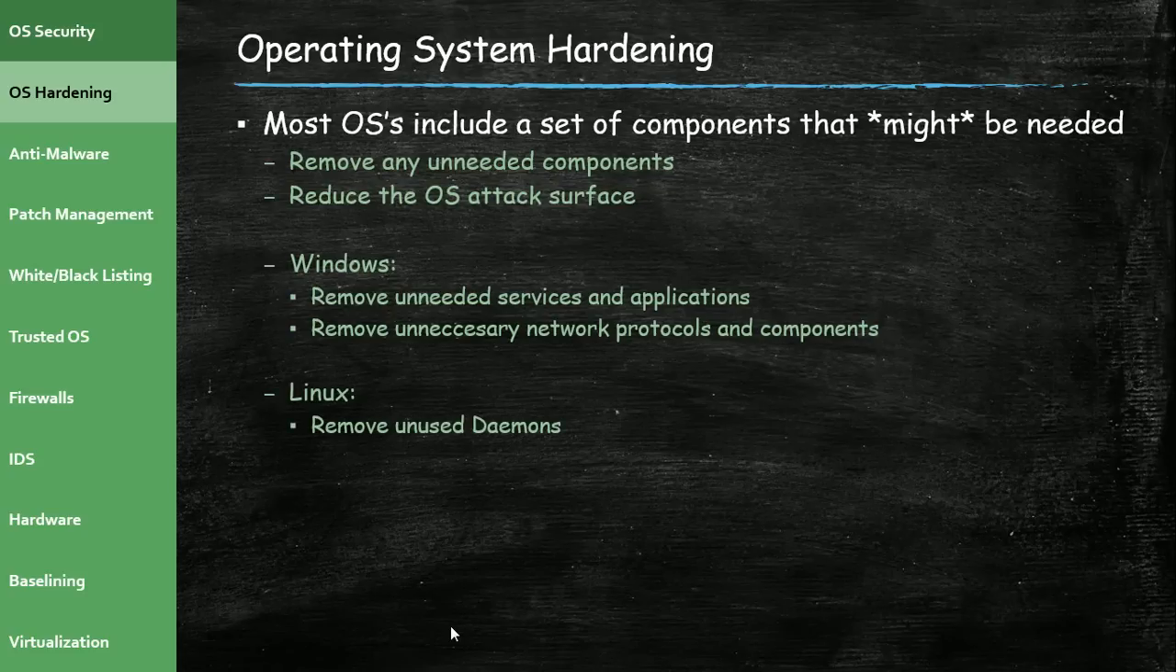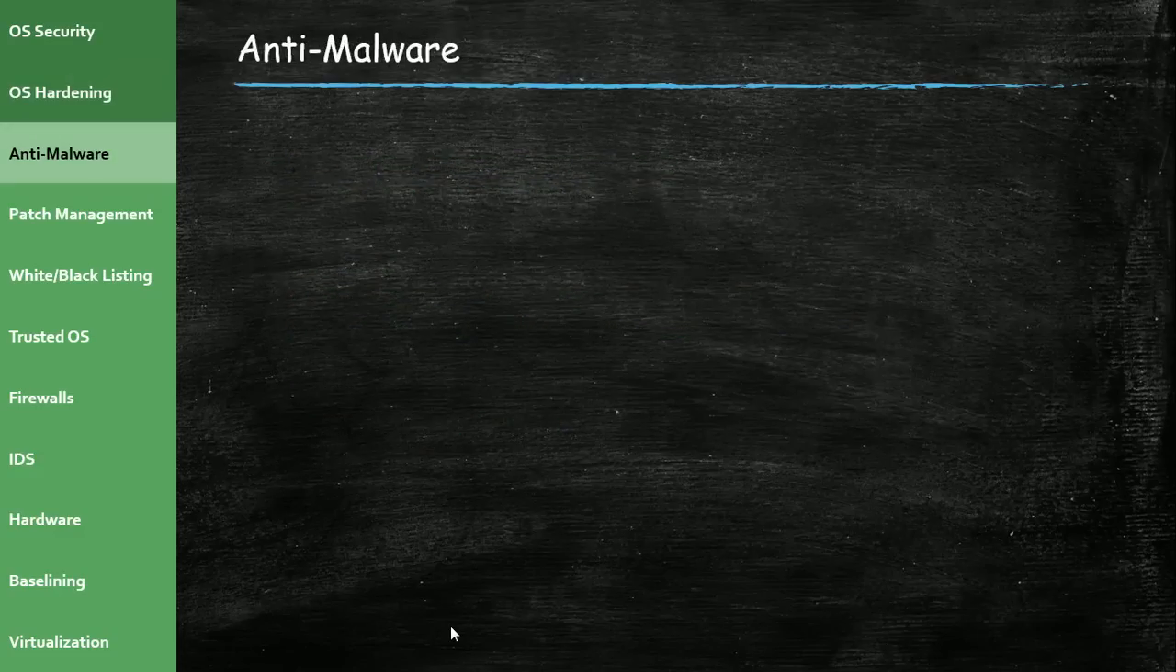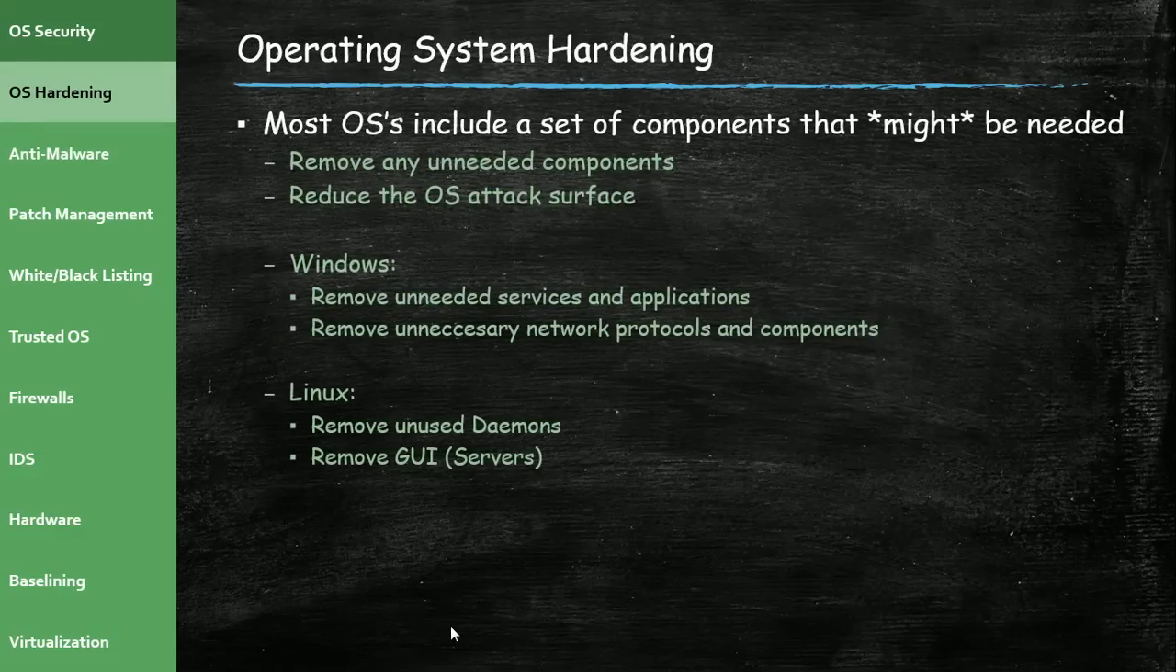In the Linux world, we're going to remove unused daemons. So in Windows, we call them services. In Linux, we're going to remove those daemons that we don't need. We're going to remove any GUI or servers and things like that. We remove the GUI, by the way, in Linux because we really don't need the GUI in most cases. But of course, if this is a client workstation, then we probably have to keep the GUI.